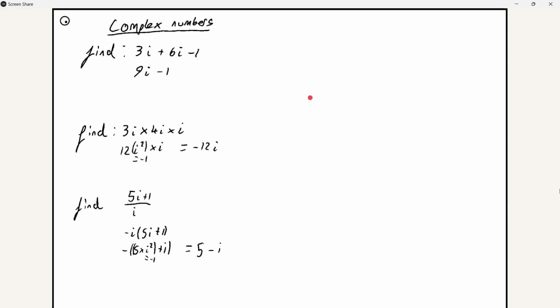Now a more challenging question would be something where you don't just have i on the bottom and you have a whole complex number on the bottom. So let's say just i minus 1. So we have an imaginary part, 1i, and a real part, minus 1. So what we do here is we multiply the top and bottom by the complex conjugate.